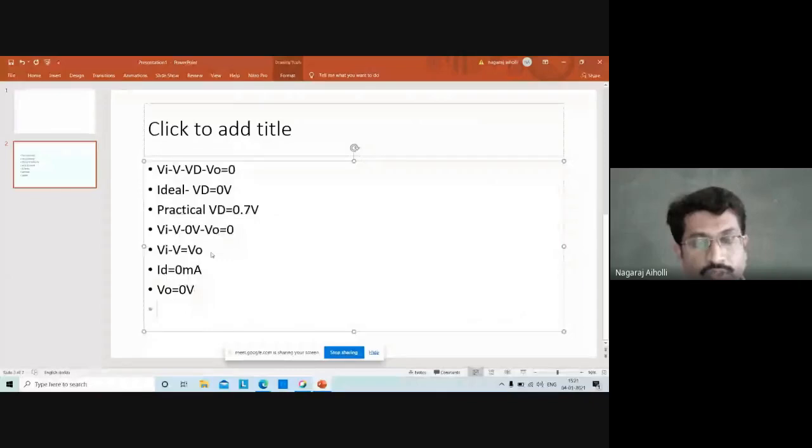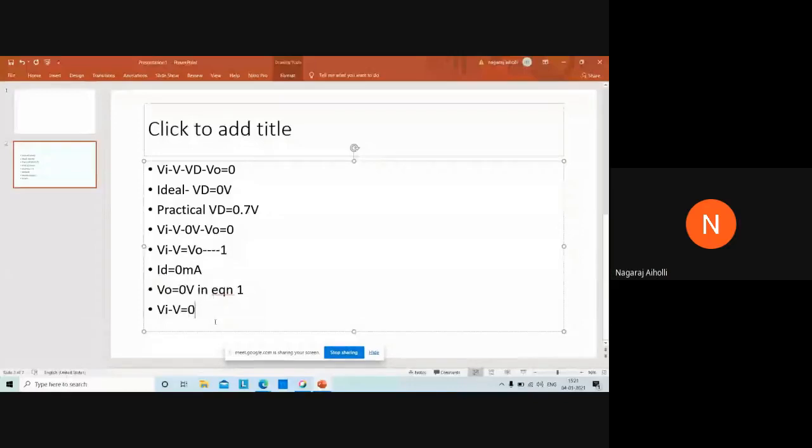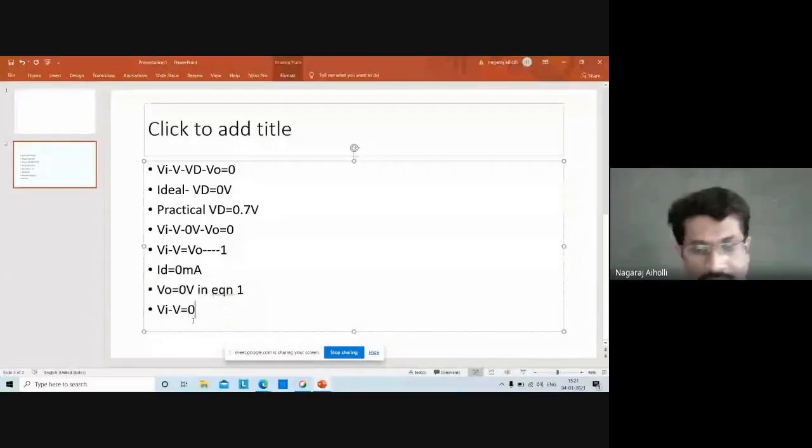V naught is 0. If we take this as equation 1 and put V naught equal to 0 volts in equation 1, then we get Vi minus V is equal to 0, correct? Or Vi is equal to V.